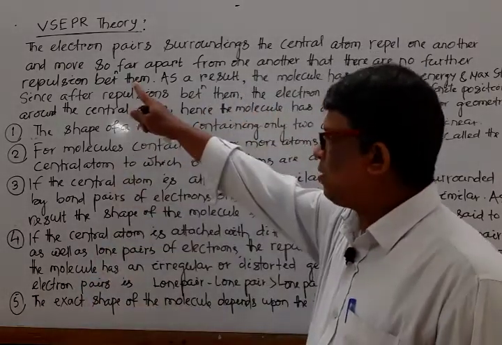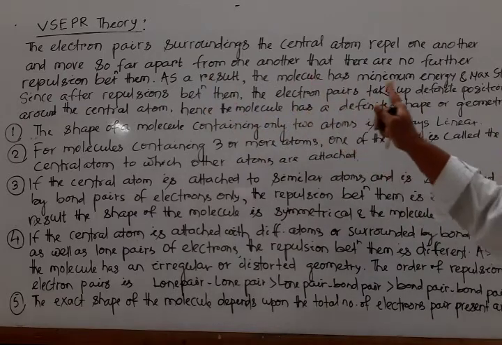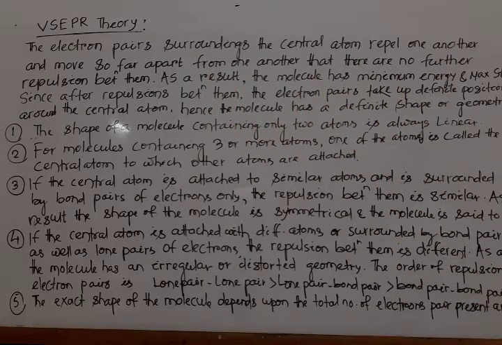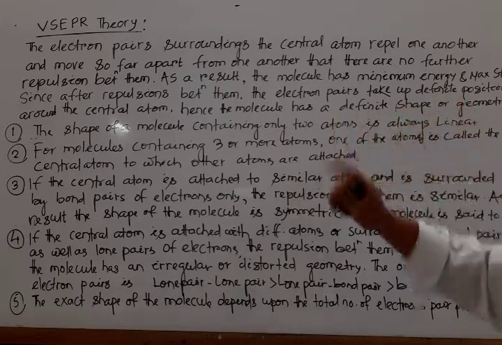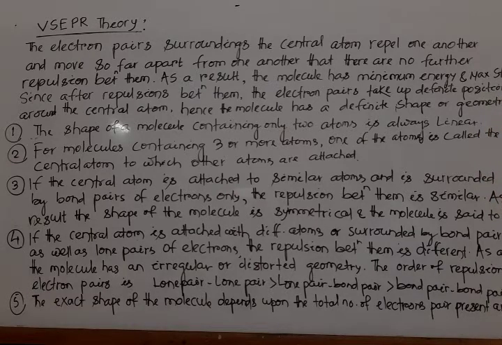Mark the definition first: the electron pairs surrounding the central atom repel one another and move so far away from one another in such a way that there is no further repulsion between them. As a result, the molecule has minimum energy and maximum stability.